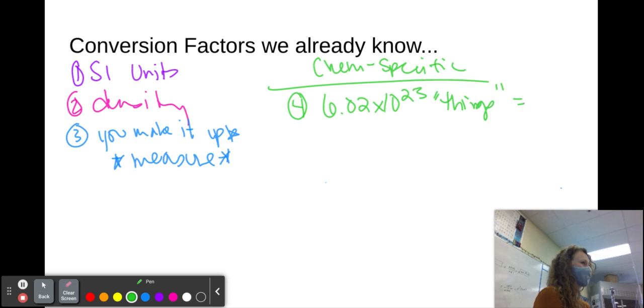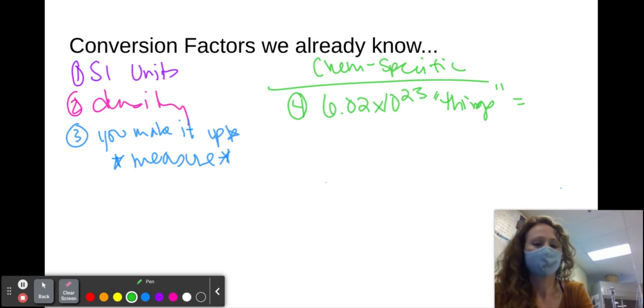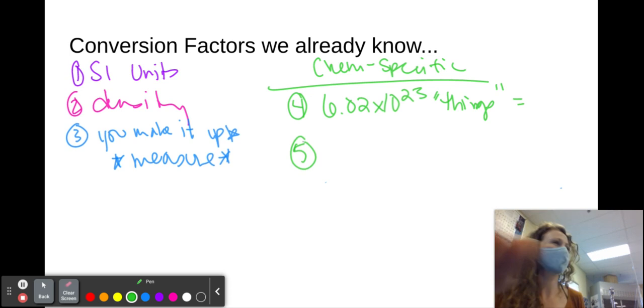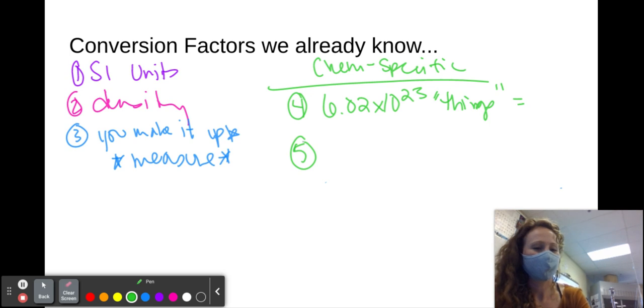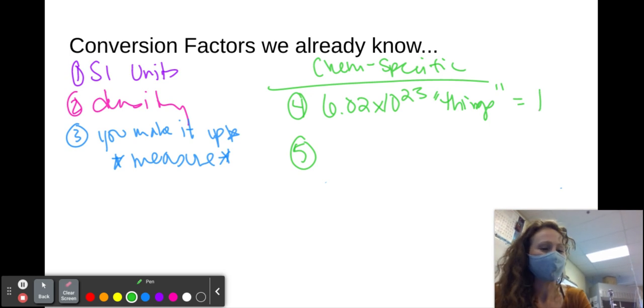Not AMU. Although we could do that one too. We'll keep that one in mind. Okay. So 6.02 times 10 to the 23rd things, you're close, equals 1 mole of those same things, right?